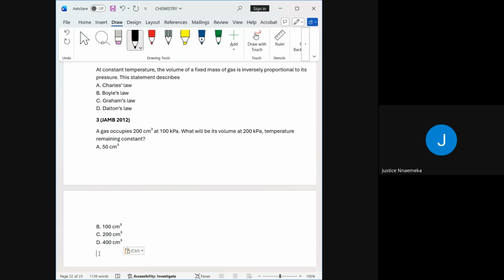Answer B. That's 100 centimeter cube. Someone should help me confirm. Okay, Eze said B. Okay. Another person. Oh, okay, that's good.